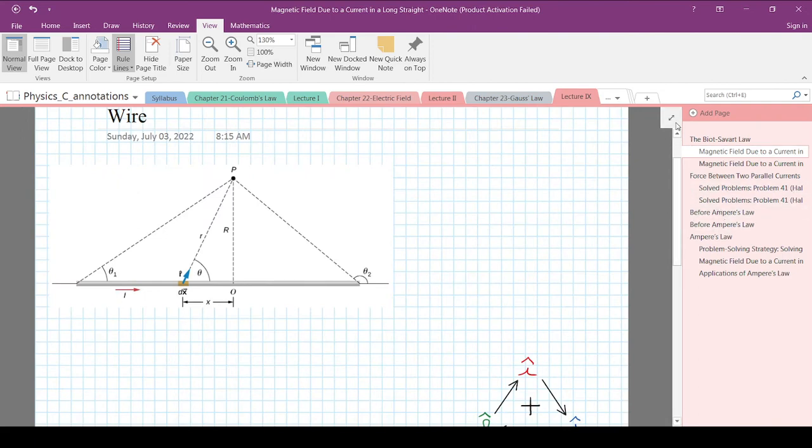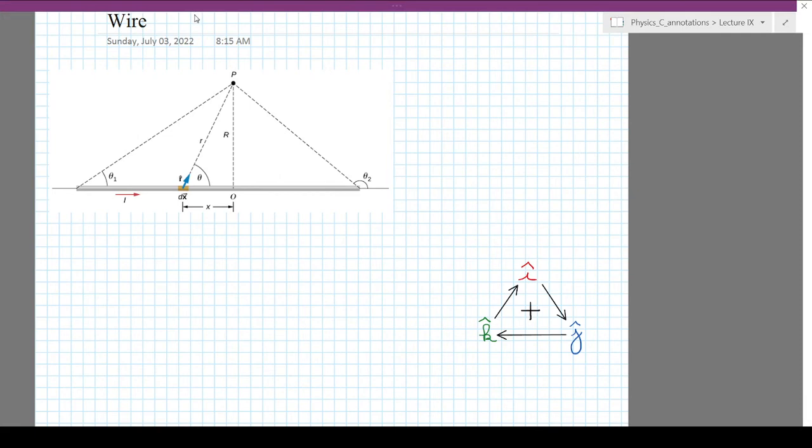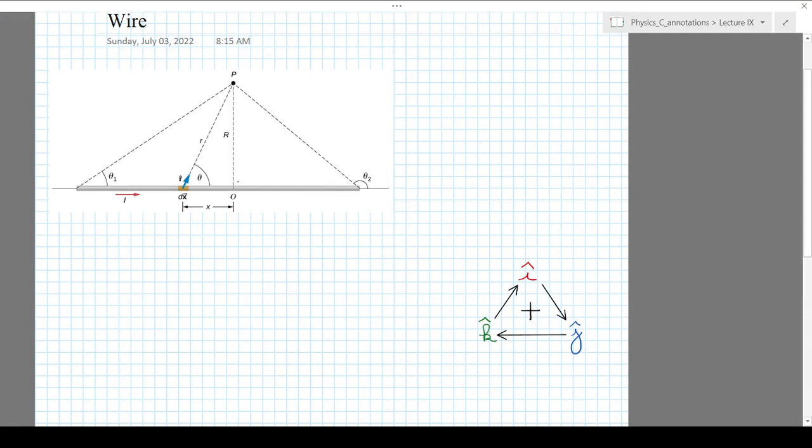Let's put some lines here so we can do it. Let's make some geometrical considerations first. We can see this triangle. We can actually write from this triangle, using the Pythagorean relationship, that this small r squared is going to be equal to big R squared plus this x squared.